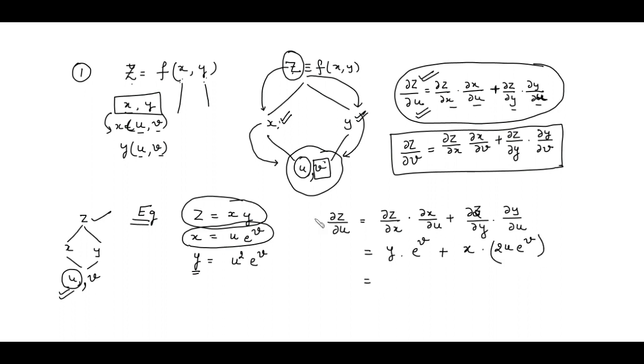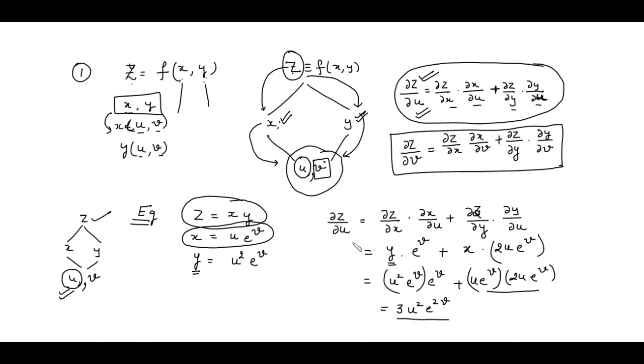Now if we want to convert it into complete u and v, then we can substitute the value of y and x in the terms of u and v. So here y is u square e to the power v, and x is u into e to the power v. So after simplifying, we get 3u square into e to the power 2v.